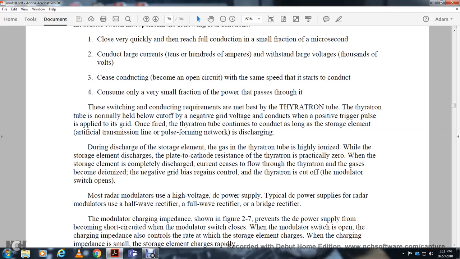During the discharge of the storage element, the gas thyratron tube is slightly ionized. While the storage element discharges, the plate-to-cathode resistance of the thyratron is practically zero. When the storage element is completely discharged, current ceases to flow, the thyratron gap becomes deionized, and the negative grid regains control of the thyratron. This is called the modulator switch open.